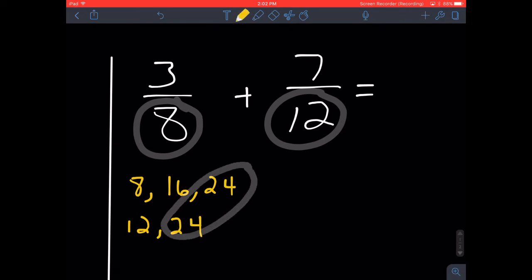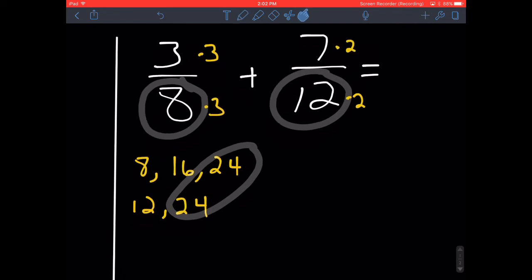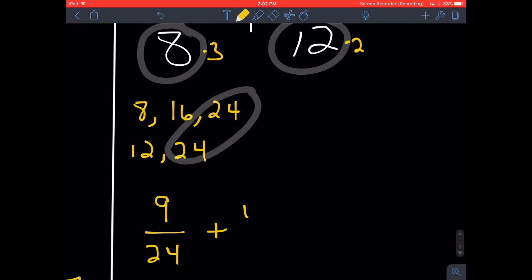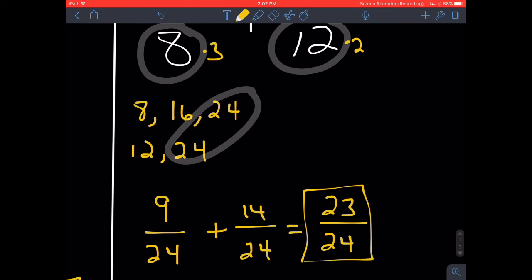To get to 24 with 8, I had to multiply times 3. So I'm going to multiply the top and bottom of that fraction by 3. Then to get to 24 with 12, I had to multiply times 2. So I'm going to multiply the top and bottom of that fraction times 2. Altogether, that's going to give us 9/24 plus 14/24. And when you add those together, you're going to get 23/24. Holy cow, Yance, that was so hard.